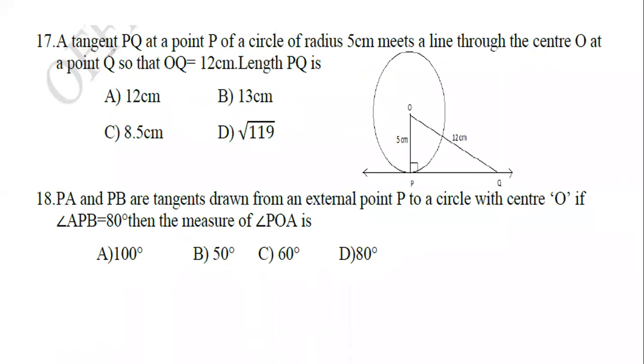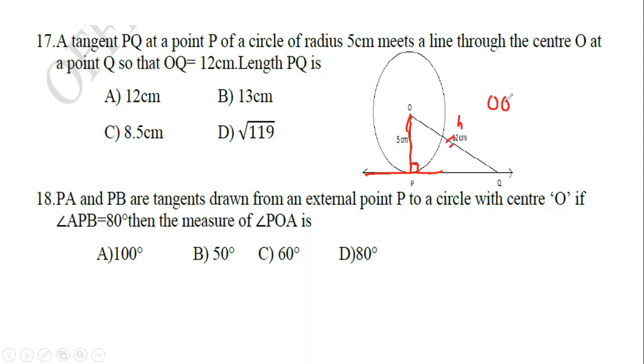Seventeenth question. The length of the tangent PQ at a point P of a circle of radius 5 cm meets a line through the center O at a point Q, so that OQ is equal to 12 cm. Length PQ is dash. So already we know this is the radius and this is the tangent. Radius and tangent are always perpendicular to each other, which means it is 90 degrees. So this one is the hypotenuse side.